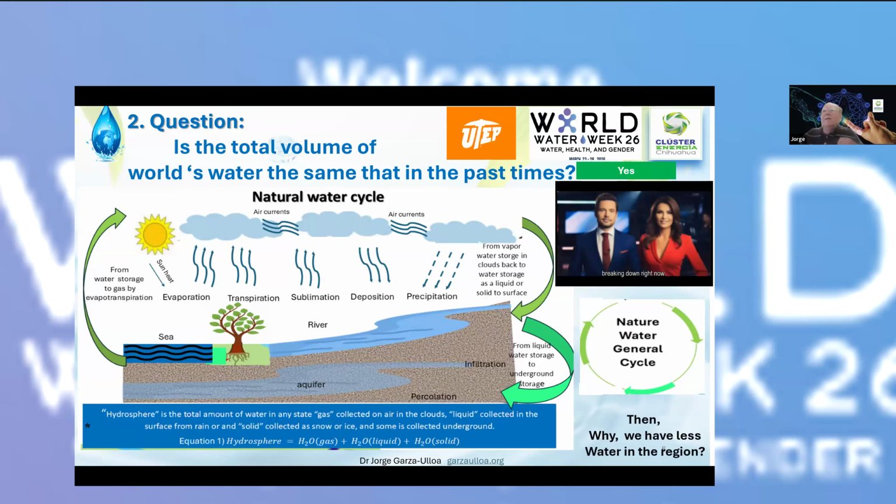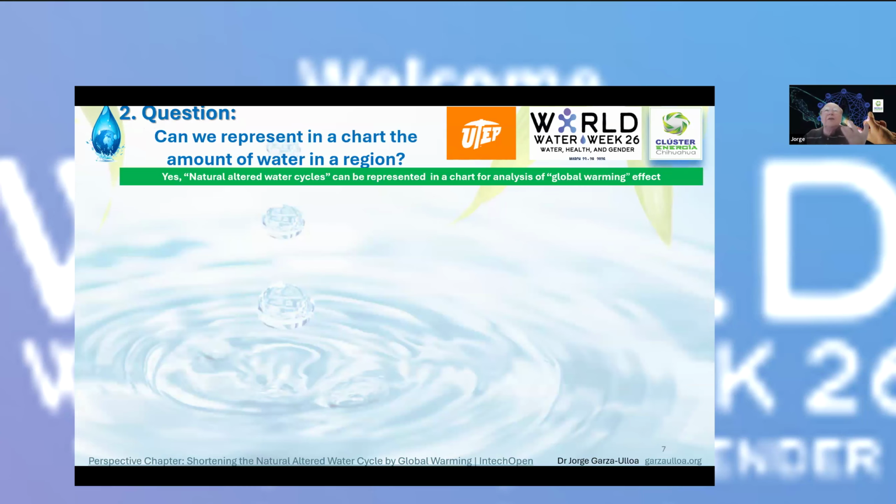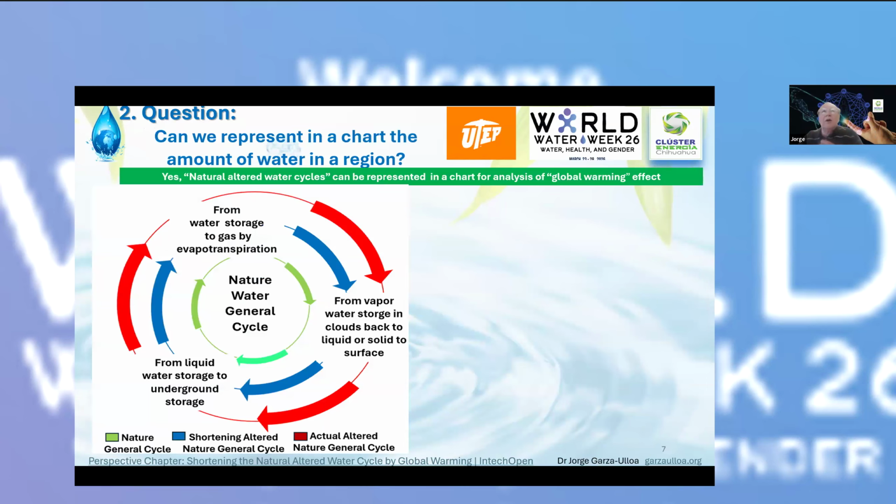Okay, then the big question is, what's happening then? Is it the same water? Why don't we have water today right here in this area, compared with other areas? We want to answer that one. About 5 years ago, I was wondering the same question. I said, oh yes, the altered natural water cycle. That means when the natural water cycle is altered, it is not the normal one, it can be represented, and we understand the effect of global warming.